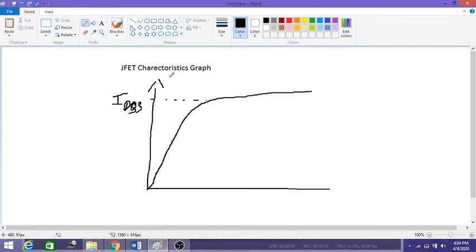This y-axis is your ID, current, and this is your VDS, source to drain voltage, and whatever the maximum current you obtained, this is for VGS equal to 0 volts. So when VGS is equal to 0 volts, the maximum current that you will receive, this current we call IDSS, drain saturation current, and the voltage at this point we call VP, that is nothing but the pinch off voltage.